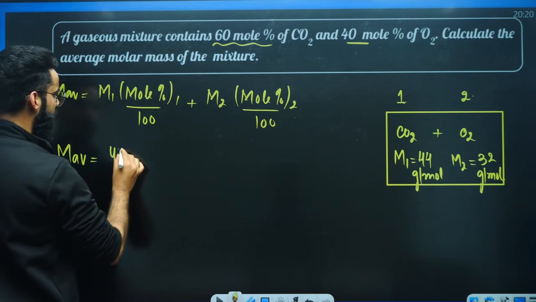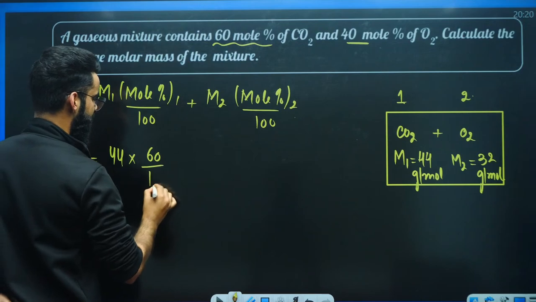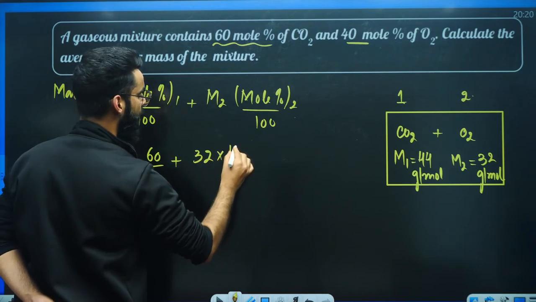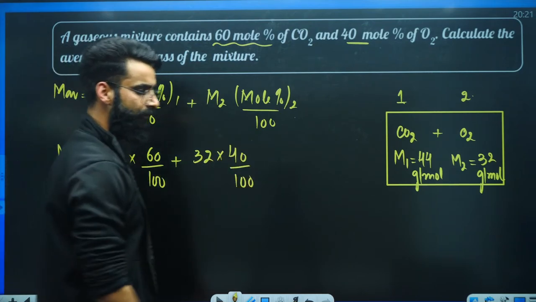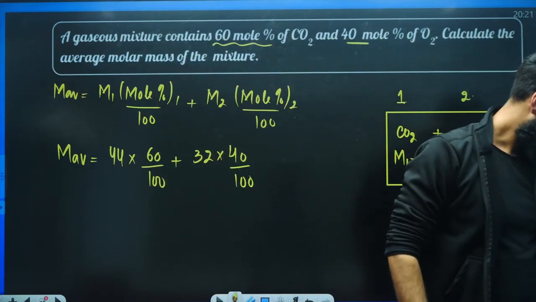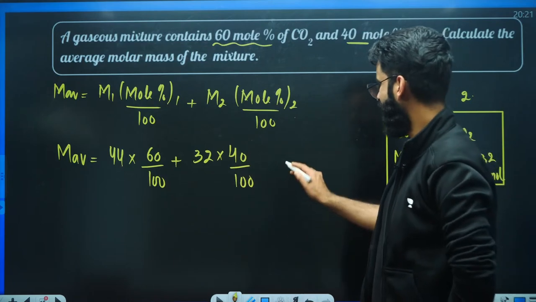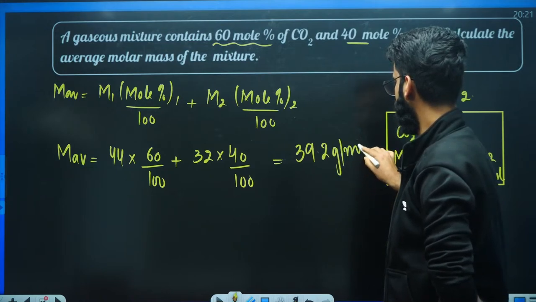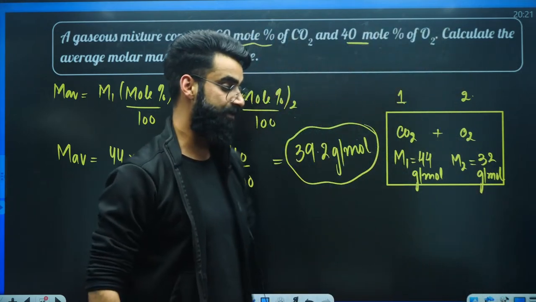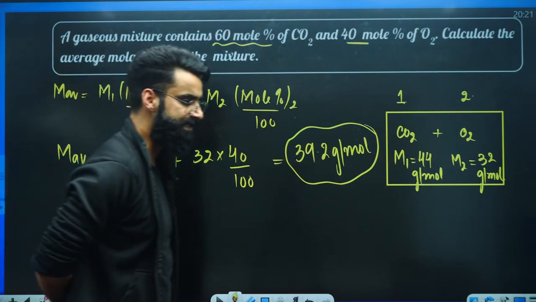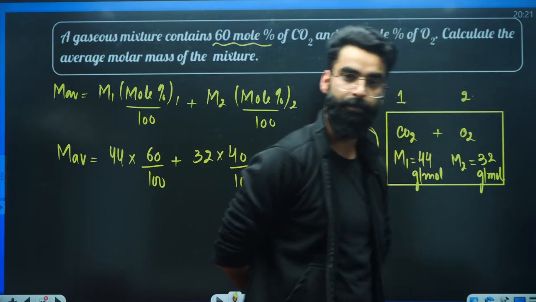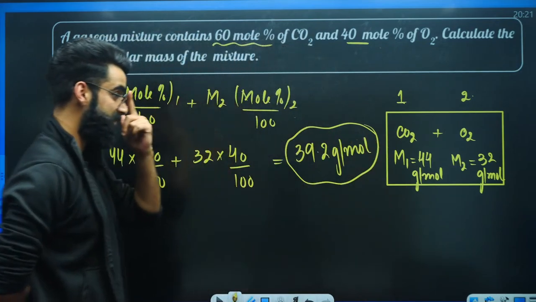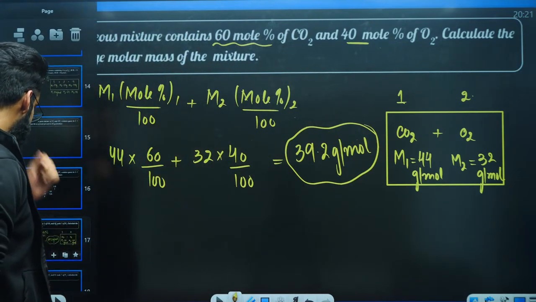So, average molar mass of the mixture is equal to M1 value, that's 44, times mole percentage of gas 1, that's 60 divided by 100, plus M2 value, 32, times mole percentage of gas 2, 40 divided by 100. Just give it a try, solve it. And what is the answer? It will be 30 point something. I guess it will be 39.2. This is the average molar mass of the mixture which you were supposed to calculate. That means the mass of one mole of the mixture is equal to 39.2 grams. As simple as that. I hope this sort of question is clear.